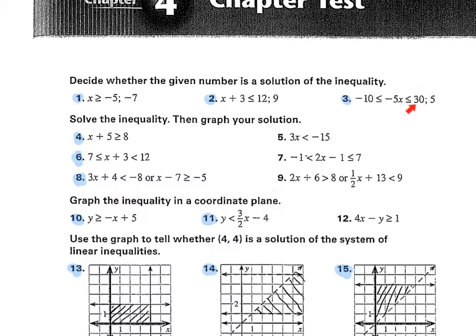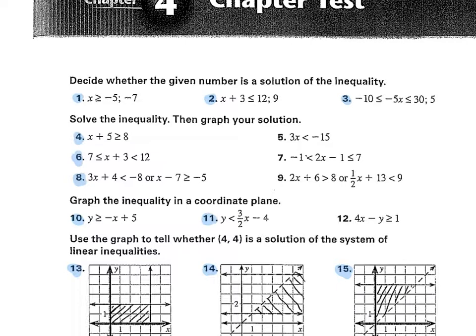And this is a compound inequality. So you take -5 times the number, and is it greater or equal to -10? Is it less than or equal to 30? You just simply answer yes or no, but you need to show your work by plugging it in and showing us how you came to a yes or no answer. No work, no points. And it's easy points if you just show some work.